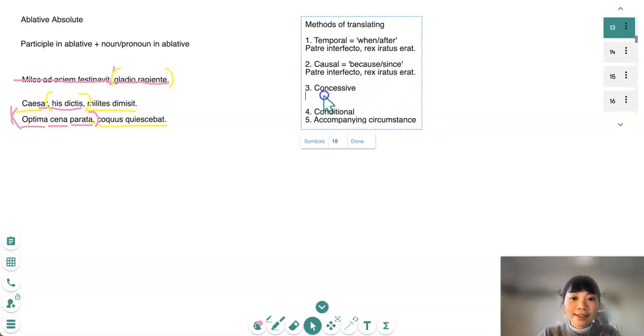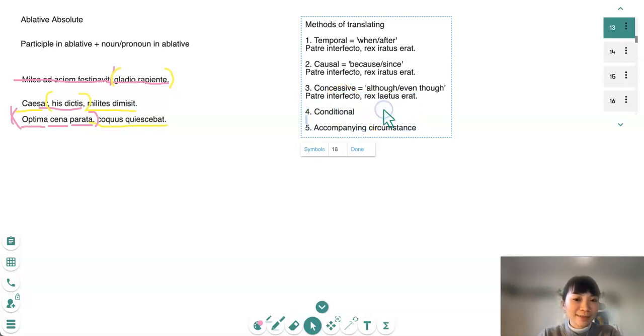Okay, and then next we have concessive, so I will use a slightly different example here. Rex laetus erat. In a concessive sense, we would translate this as although or even though. So here we would perhaps translate this as even though the father had been killed, the king was happy. This is a kind of unexpected result, so we might translate this as concessive instead.